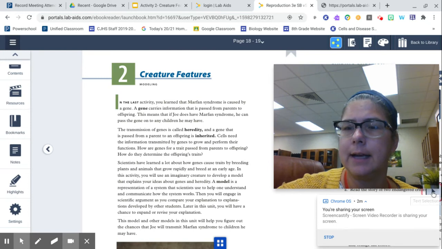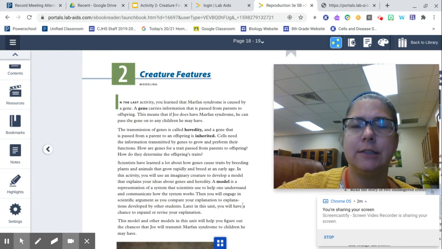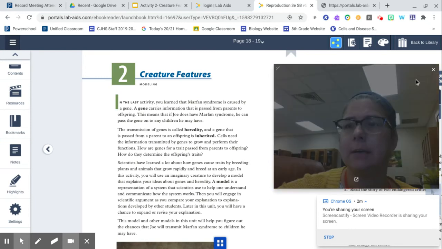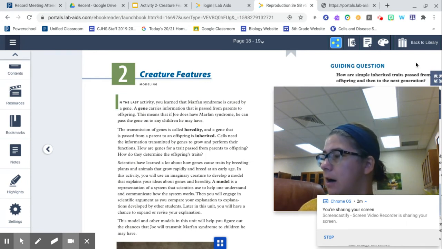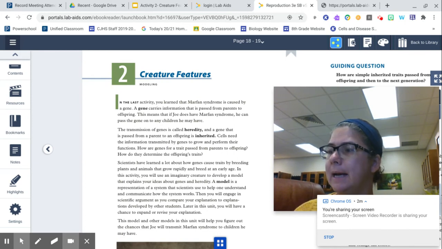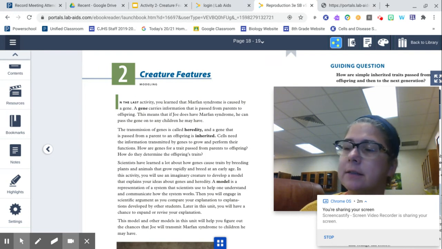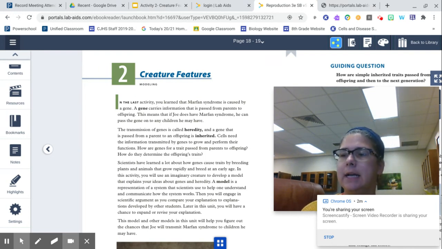The other thing here is you will need to know what your guiding question is. So I'm going to move this over a little bit so we can get to the guiding question. Okay, and the guiding question is, how are simple inherited traits passed from parents to their offspring and then to the next generation? This is the sentence that you will want to copy down in your notebook.